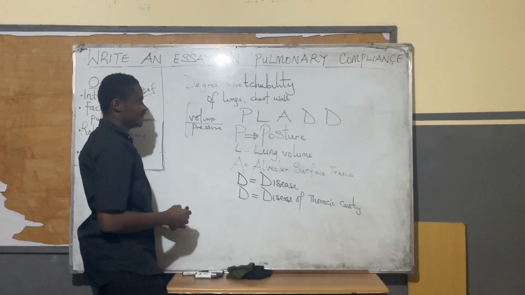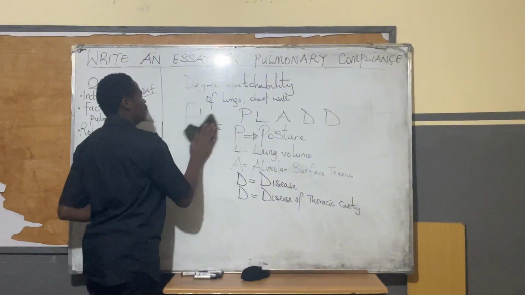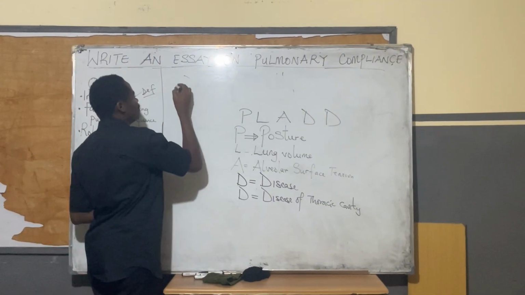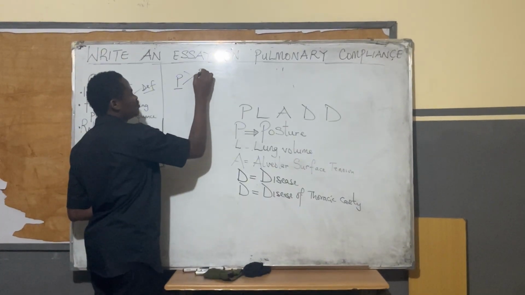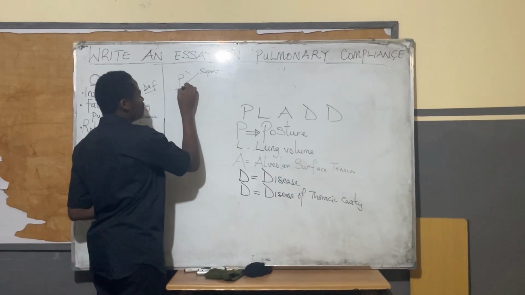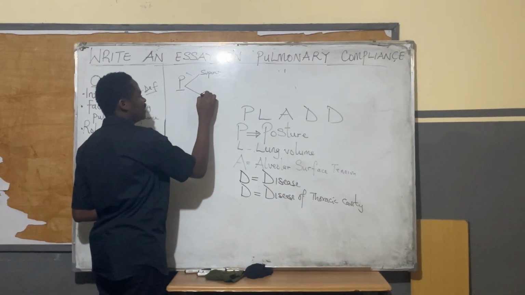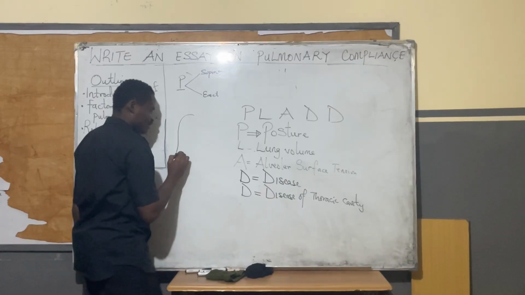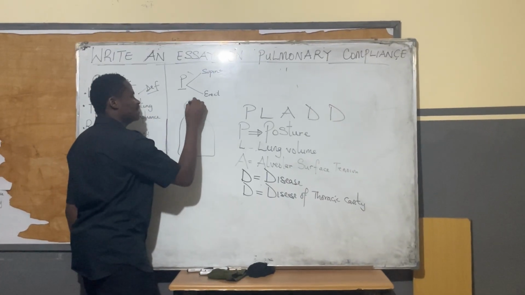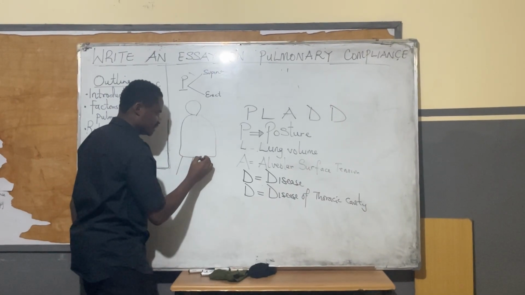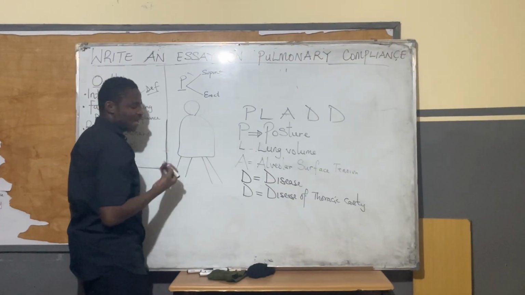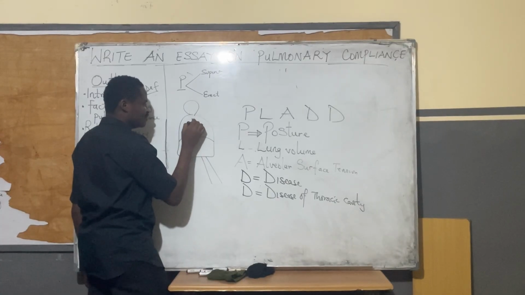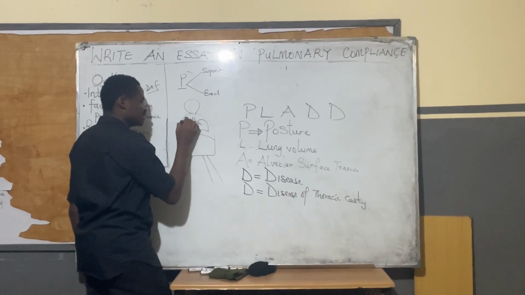Let's begin with the first one, posture. So for posture here, I would say that first off, what happens when we are in the supine position, and when we are standing in the erect posture. Now let me draw a prototype man. We have a prototype trunk of a man, the head and then the legs. And then I have the diaphragm like this. And then somewhere here, I have two lungs.